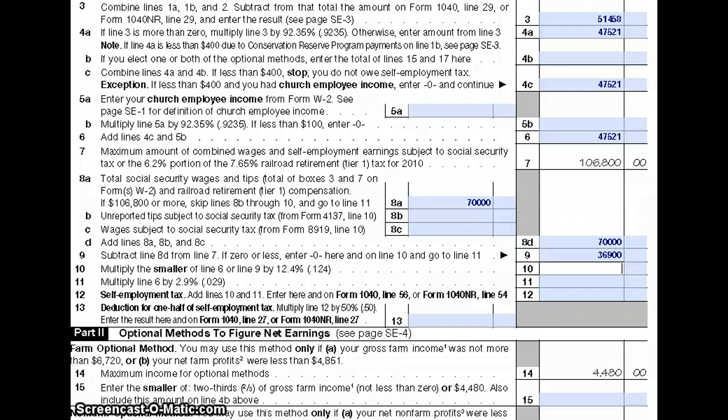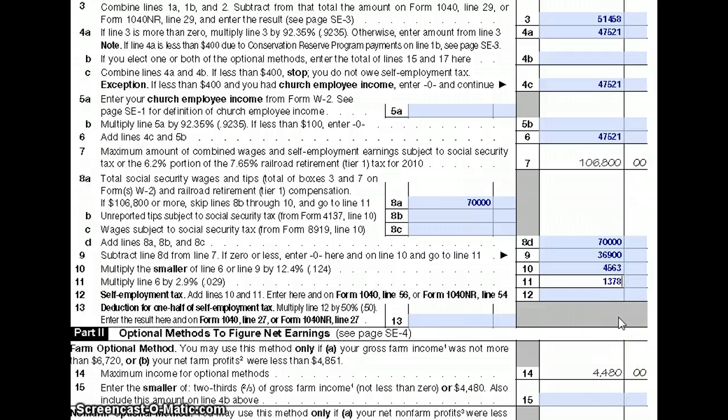On line 10, we multiply the smaller of line 6 or line 9 by 12.4%. That's going to be our line 9, the 36,800, so that gives us $4,563. Also notice we take line 6, our 47,521, times 0.029. That is because the Medicare tax does not stop at the cap of 106,800. So 1,378 is going to be that tax.